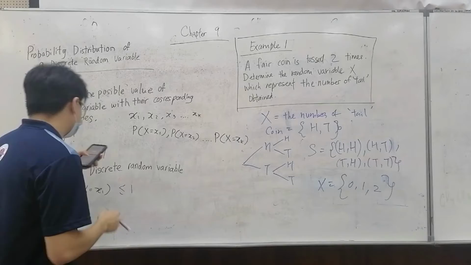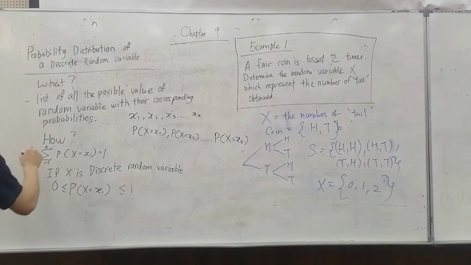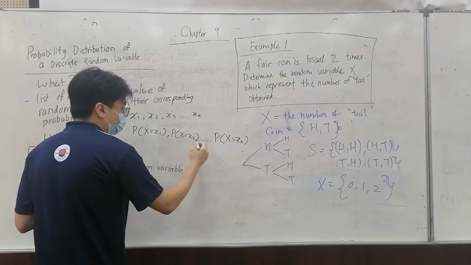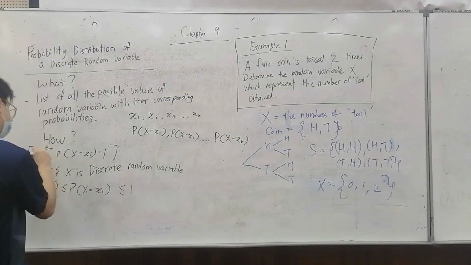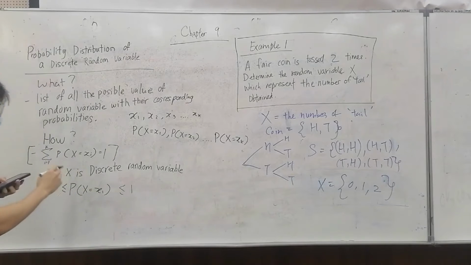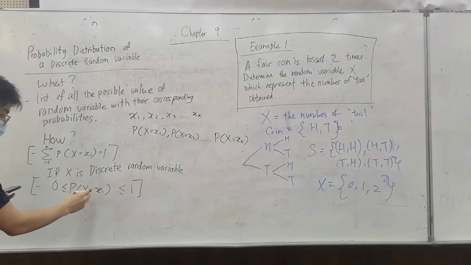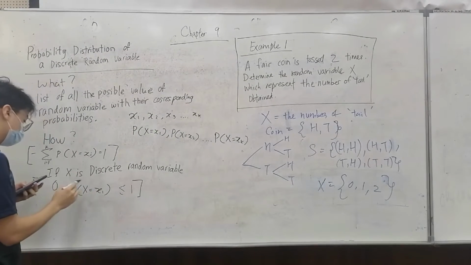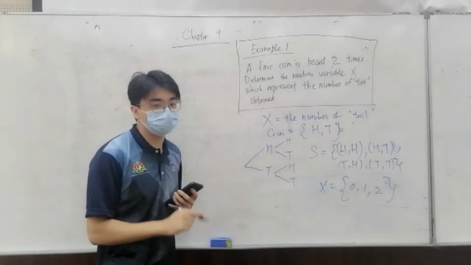So how do we determine that it is a discrete random variable? There is a condition: the sum of the probabilities, P(x1) plus P(x2) until P(xk), will equal 1. If we find that this holds, we can consider it a discrete random variable. If x is a discrete random variable, the probability of x equal to x1, or x2, or xk will be between 0 and 1. So let us proceed to the examples.